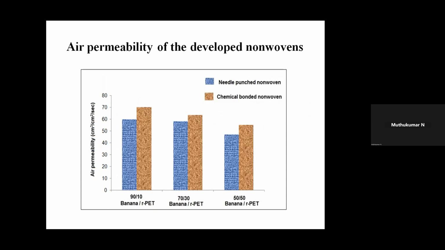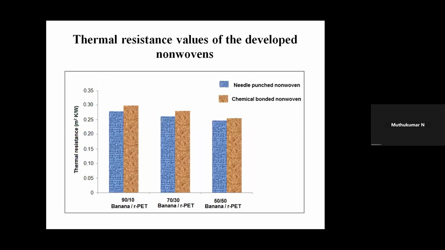Coming to the air permeability, here you can see the air permeability values of the needle punched and chemical bonded non-wovens. The blue color shows the needle punched and the brown color shows the chemical bonded. Comparing the blend ratio in both methods, the 10% banana recycled PET non-wovens have better air permeability compared to other blends. Comparing the bonding technique, the chemical bonded non-wovens have better air permeability compared to needle punched non-wovens.